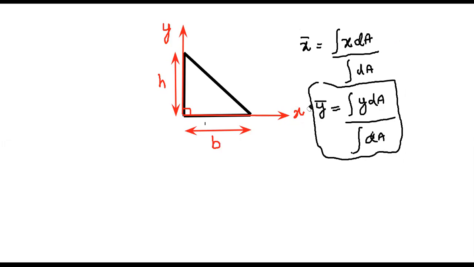Now, in order to find the y coordinate of the centroid of this right angle triangle, as we discussed in the previous class also, we have to take an area element such that the area element translates along the y-axis. If we have to find the x coordinate of the centroid, we'll take an area element and make it translate along the x-axis. Let's first of all find the y coordinate of the centroid.